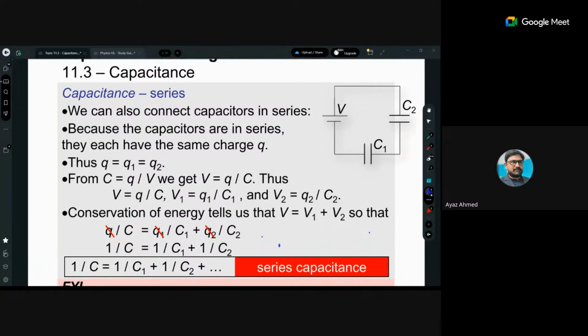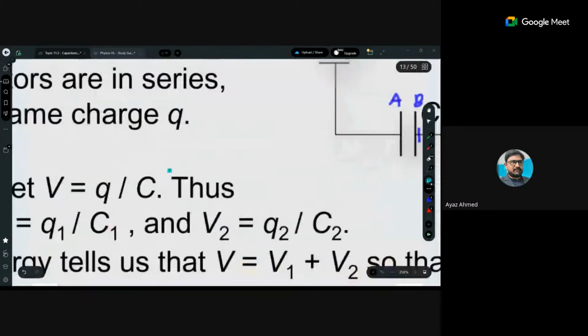Capacitance in series means we can connect the capacitors in series in such a way that the end of one capacitor should be connected with the end of the other capacitor. You can say this is plate A and this is plate B, then this is plate A and this is plate B. So they are connected end to end. When we connect them end to end, that combination is called your series combination. What is the beauty of series combination? That charge remains unchanged. Charge would be the same.